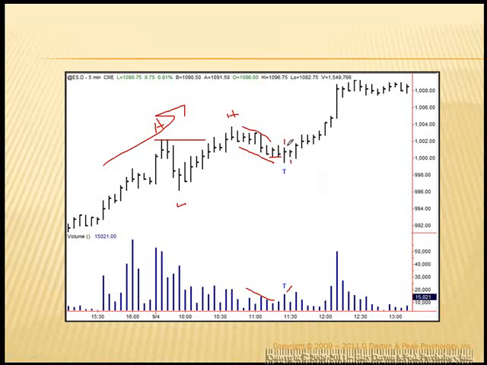This is kind of a nice little inside bar on light volume, showing that there's no more supply. It dips down underneath and then comes back up and closes basically level with the previous bar. And then we start the rally up, and we're going.